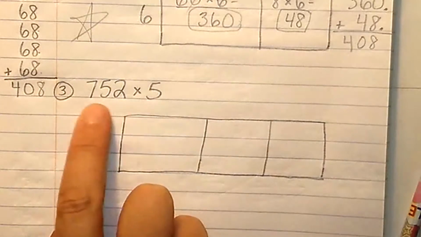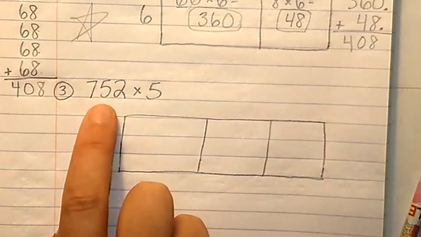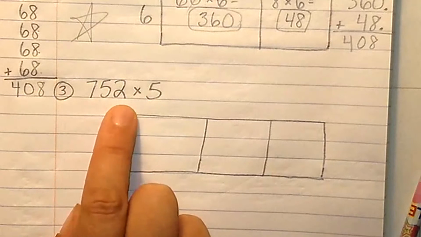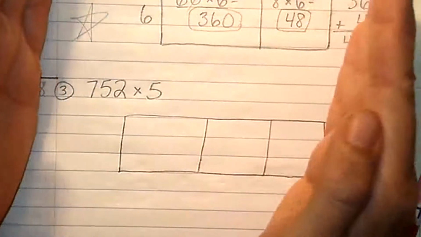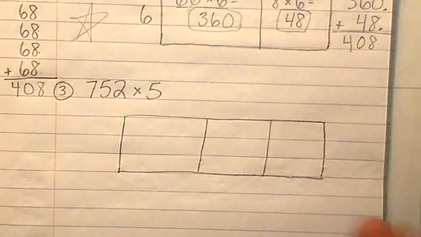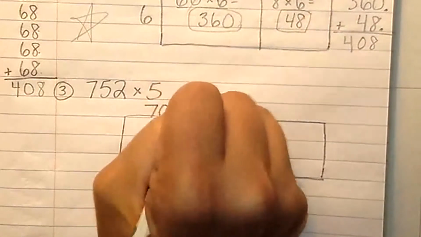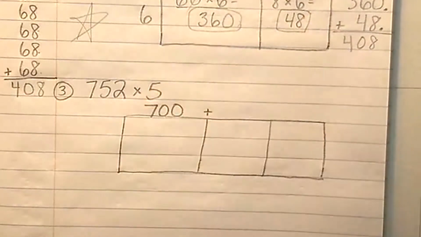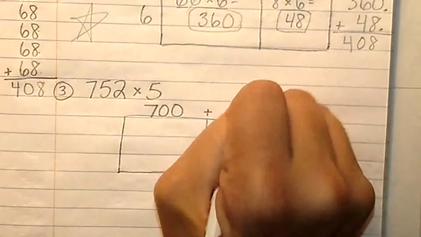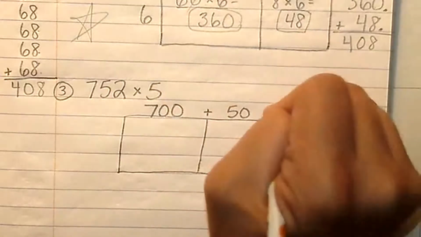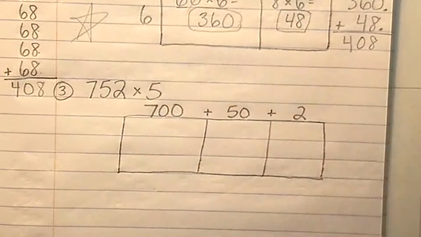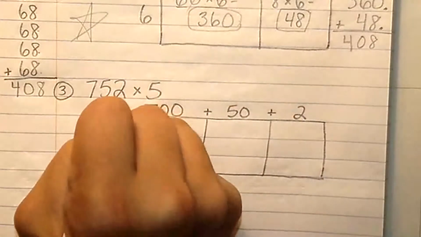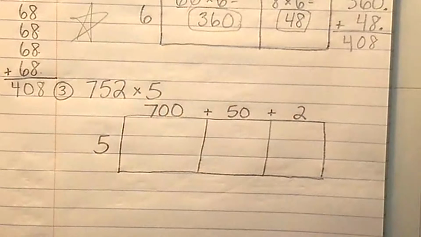Now I'm still looking at this number, 752. I need to take 752 and stretch it out into expanded form. So I would have 700 plus 50 plus 2. And I'm going to multiply by 5. So 5 goes on the side.